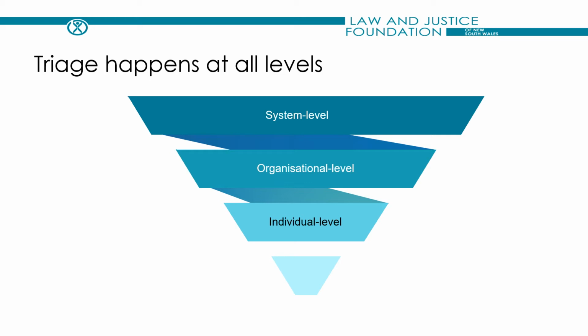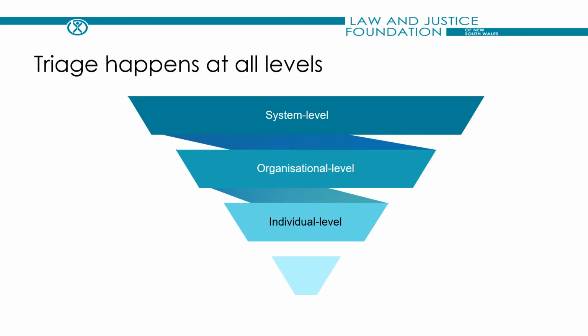Other examples of organisational level triage would include the allocation of greater resources to certain types of legal problems, such as crime matters over civil matters, or duty lawyer services in local or family courts to target clients based on legal problem type.